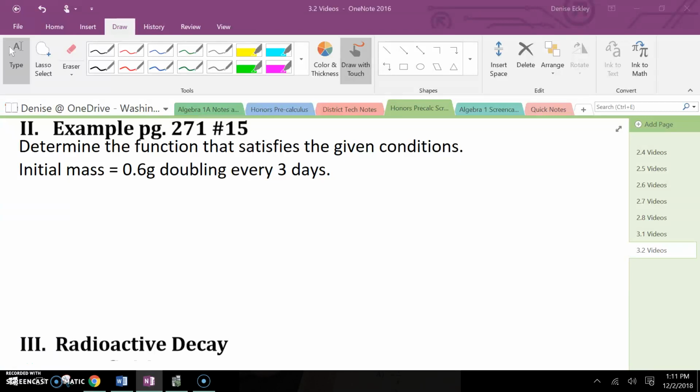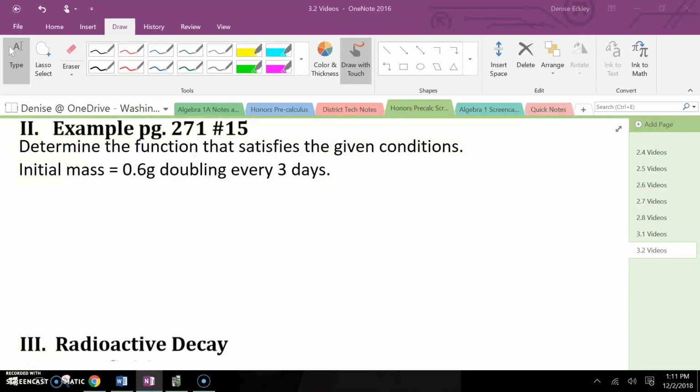Page 271, number 15, states determine the function that satisfies the given conditions. And we're told that the initial mass is 6/10 of a gram, doubling every 3 days. So we have to be careful with this one.